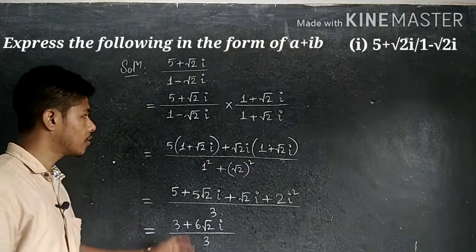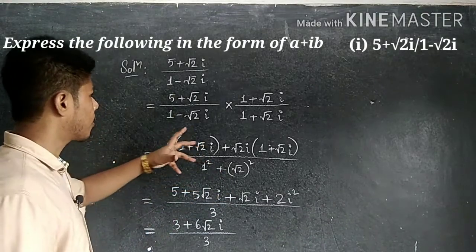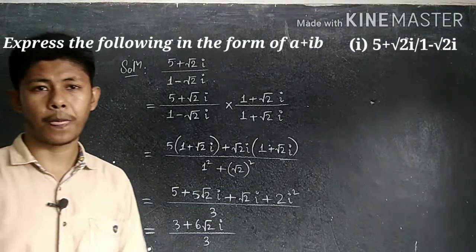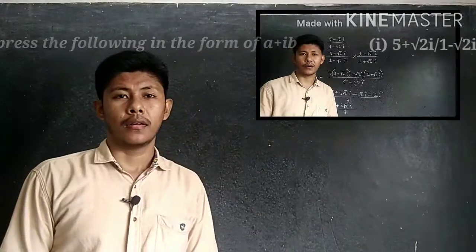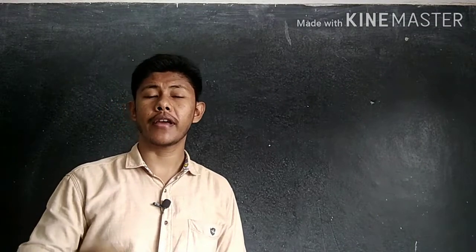Is it clear? So in this way, if any question is given to you, we have to multiply by the conjugate, or arrange in this way, and finally we get the a plus ib form. Is it clear? Okay, now the next example is here, convert into again a plus ib form.